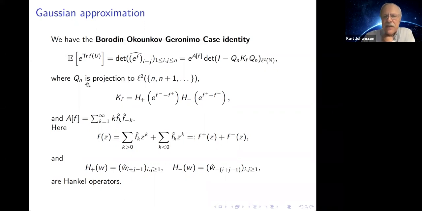And then Q_n means that you project onto this subspace, which starts with n and then n plus 1 and all the rest. Of course, when n grows, Q_n projects to a smaller space, and with some regularity this will go to 0, and you will go to the limit e to the A(F) here. So this is the tool we want to use for this Gaussian approximation.